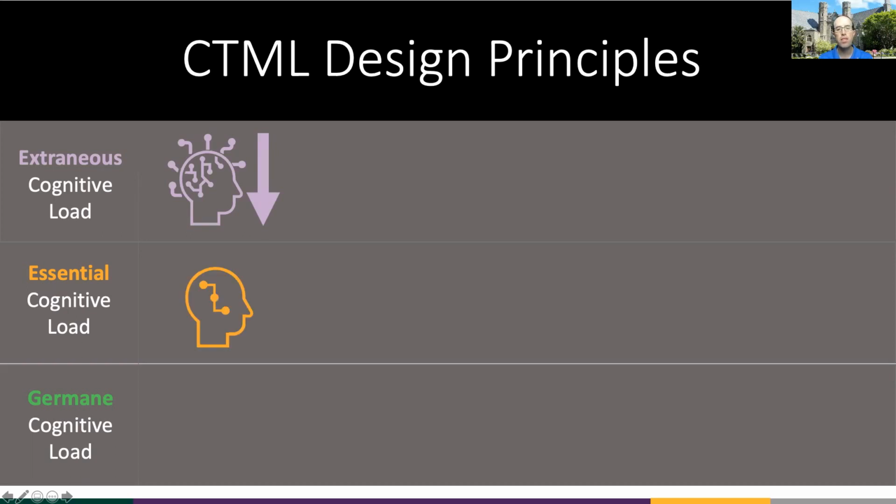The second one is essential, which is the processing or organizing of new information that must occur in the learner's brain and cannot be offloaded anywhere else. Your goal is to encourage or promote this type of cognitive load.